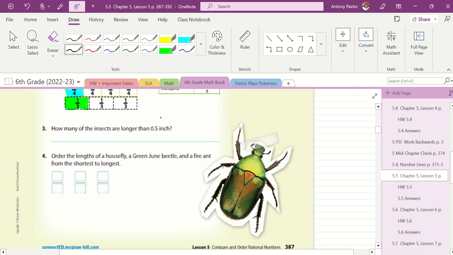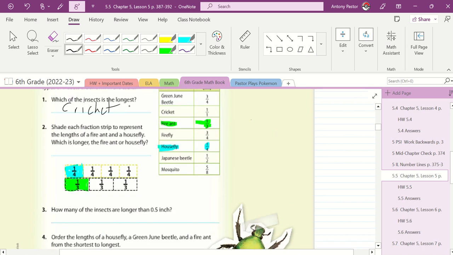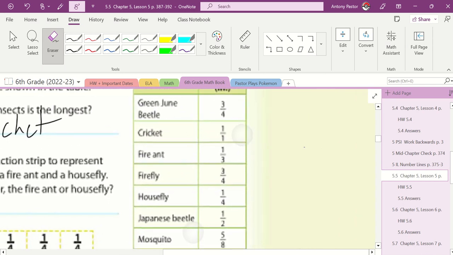How many of the insects are longer than 0.5 inch? So that means how many of them are bigger than a half? We're going to go ahead and make this a little bit bigger so we can see.